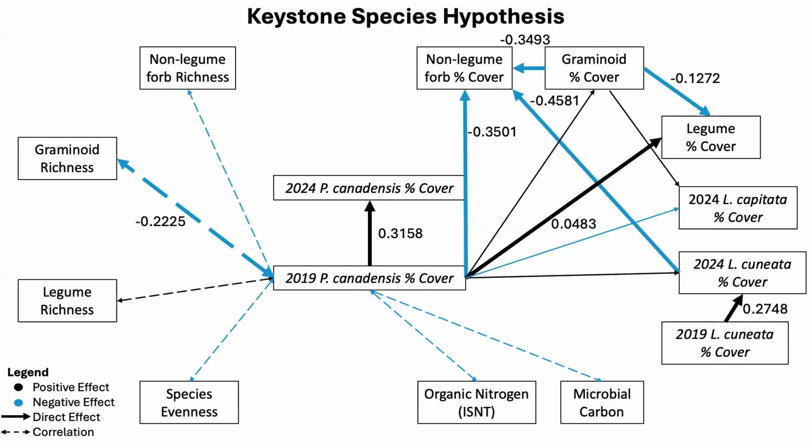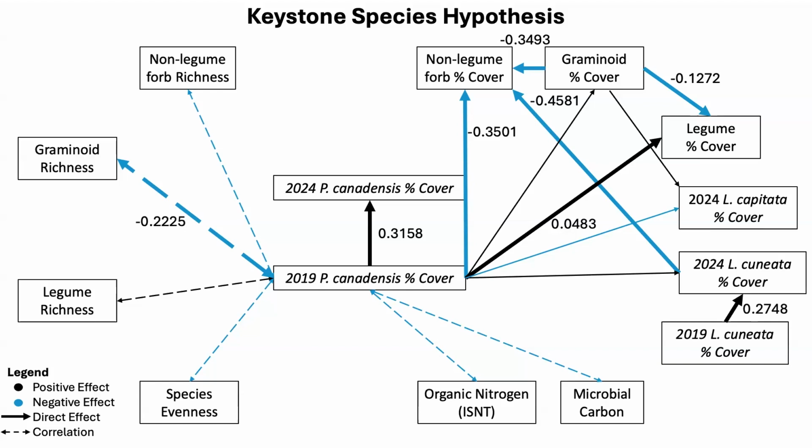So when I'm looking at the models that are comparing the two hypotheses that focus on Pedicularis and Cassie community, so the keystone species and ecosystem engineer hypotheses, the model for the keystone species hypothesis did the best at describing the data. So starting to pick this apart, we see that 2019 Pedicularis cover has a positive direct effect on 2024 Pedicularis cover, and then 2019 cuneata cover has a positive direct effect on 2024 cuneata. So what this means is that where those two focal species were historically, they're more abundant 5 years later.